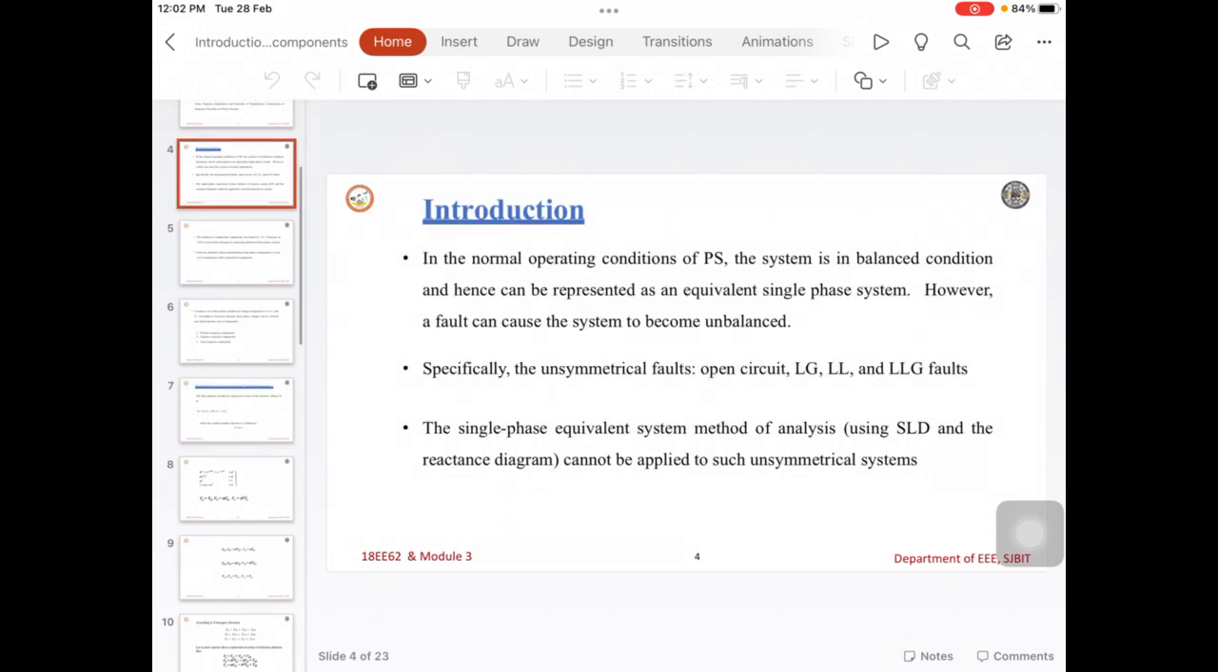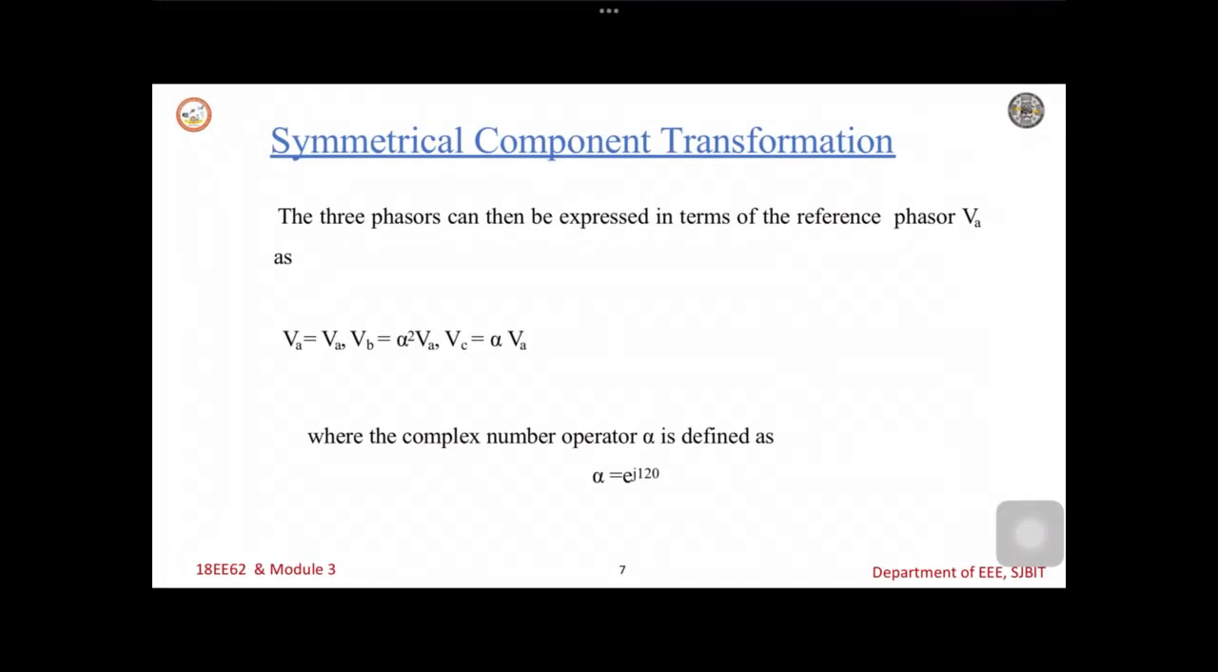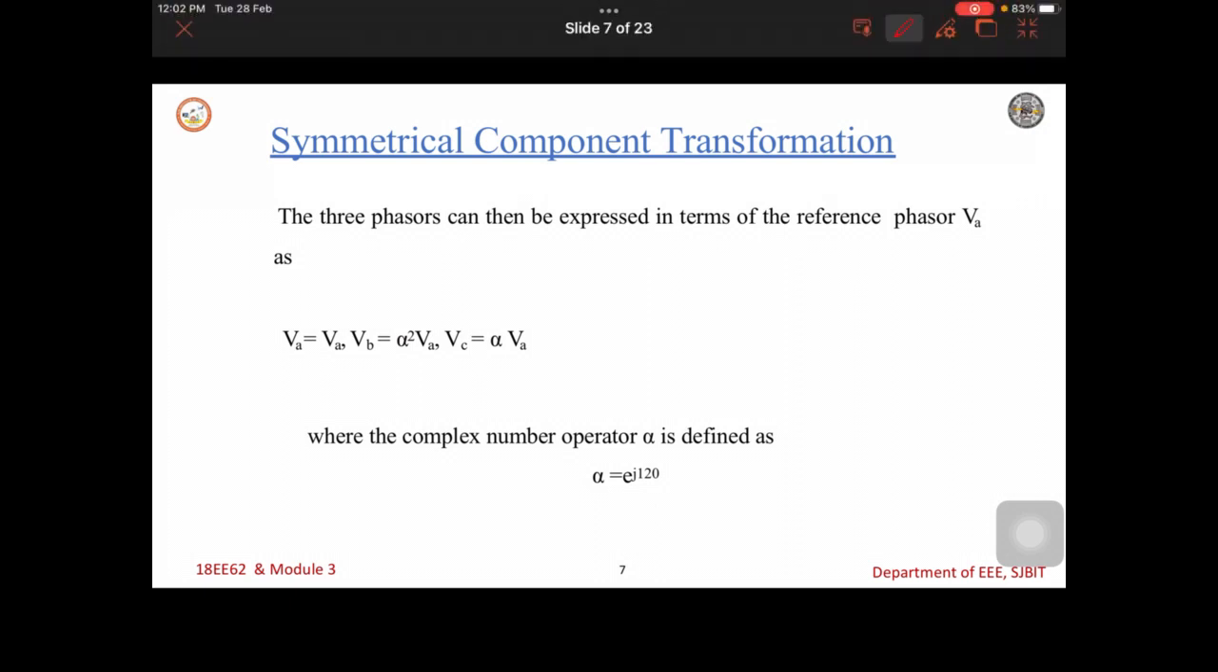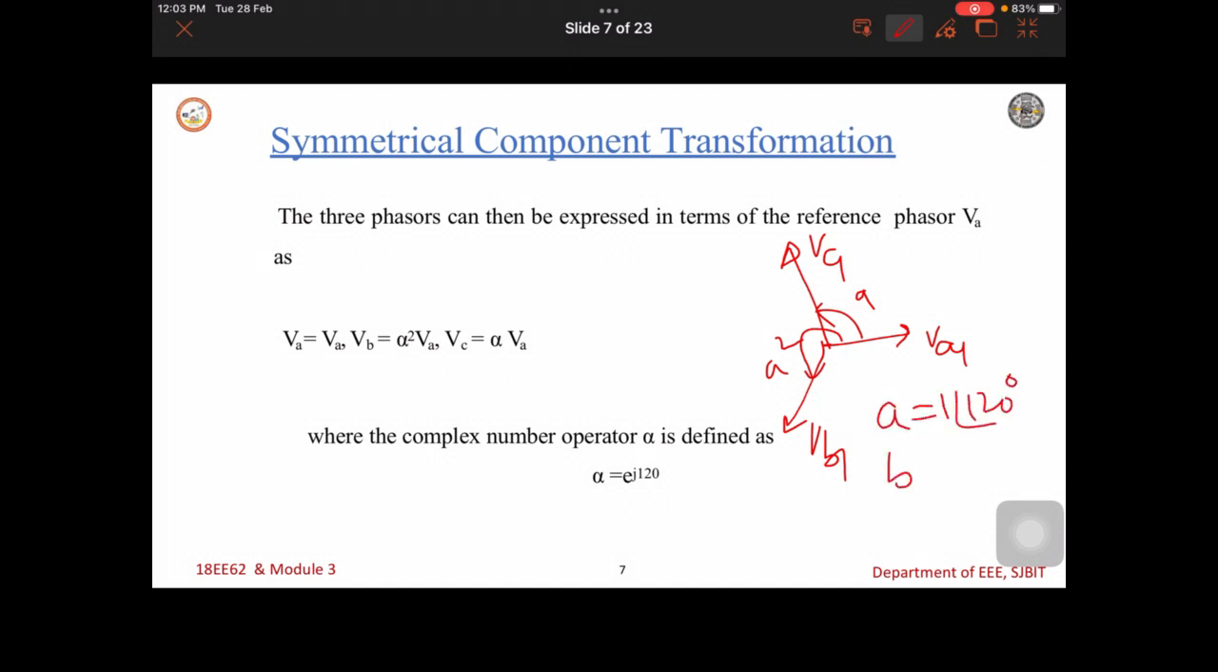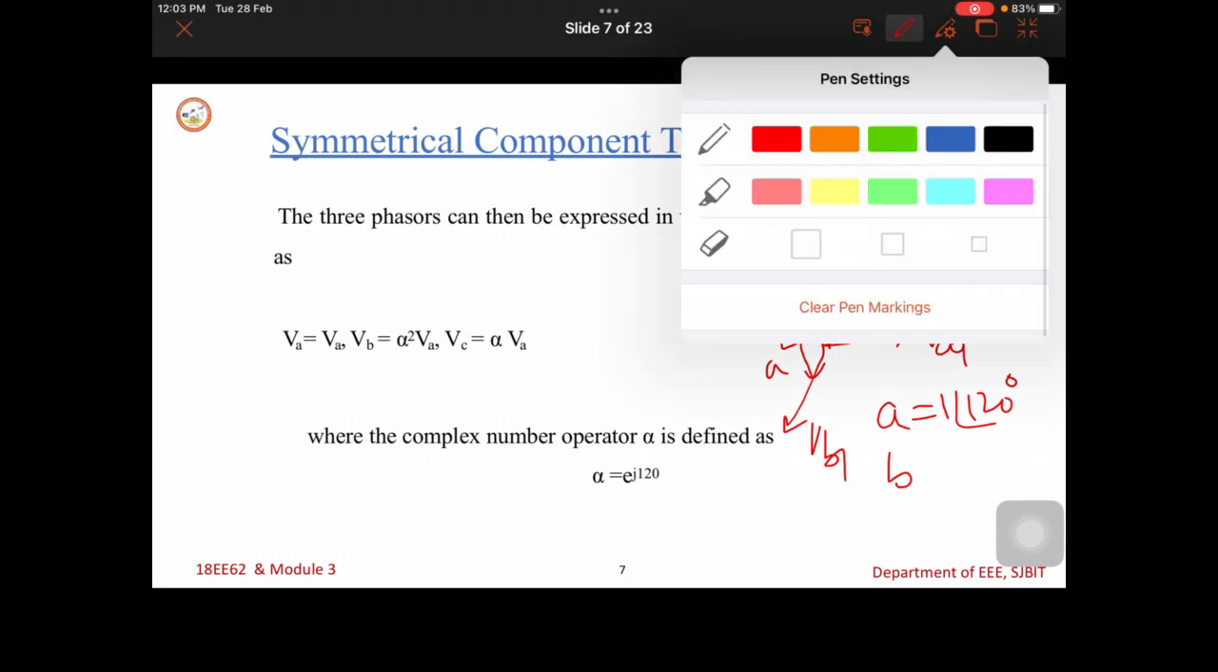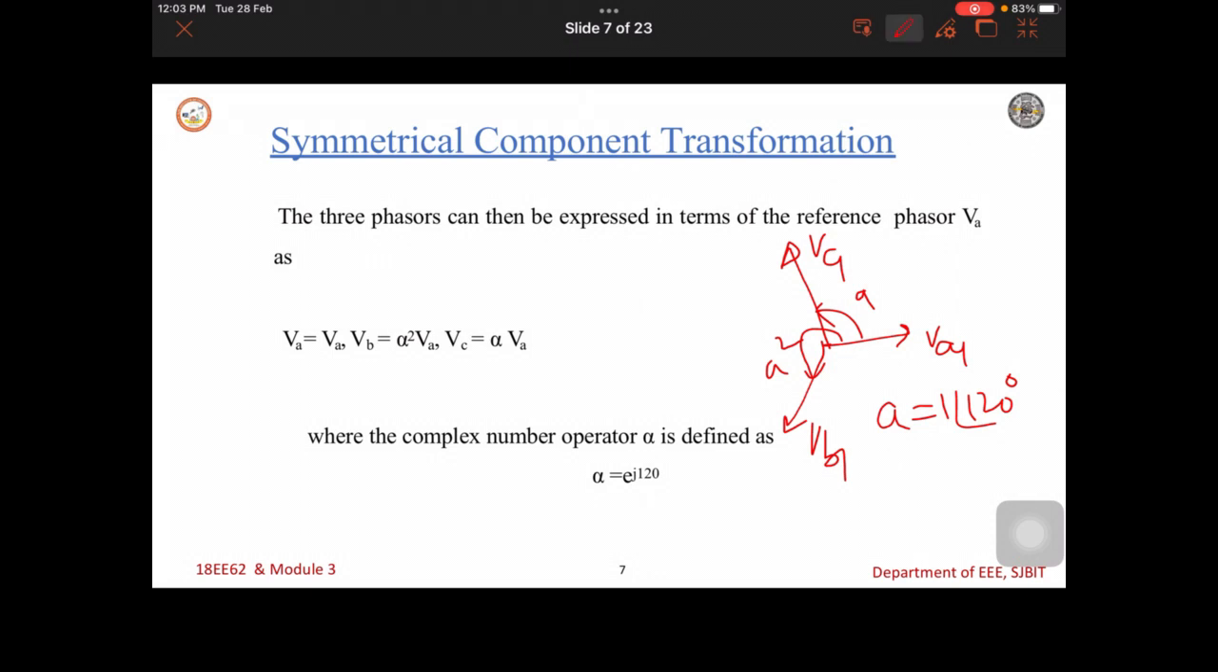That is what is given here. So the 3 phasors can be written like this. The positive sequence, if you write, this is VA1, VB1, VC1. Okay, this is A, this is A square. What is A? A is a unit vector which on multiplication rotates another vector through 120 degrees in the counterclockwise direction. Example, A is 1 at an angle of 120, then A square is 1 at an angle of 240, A cube means it comes to the original position, that is 1.